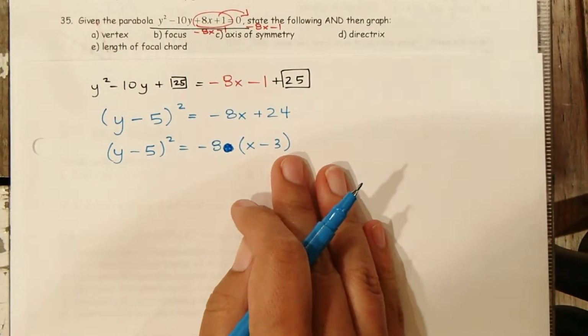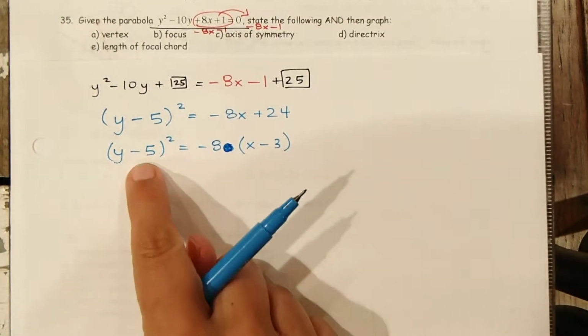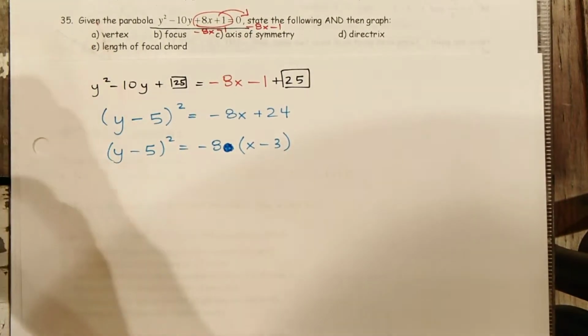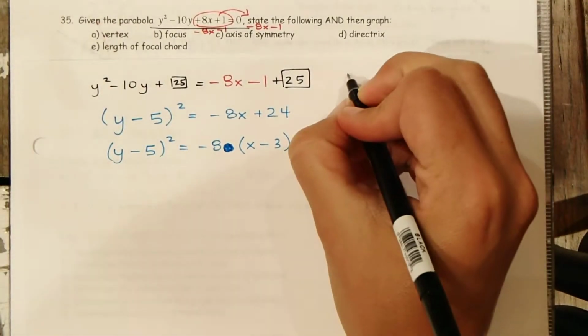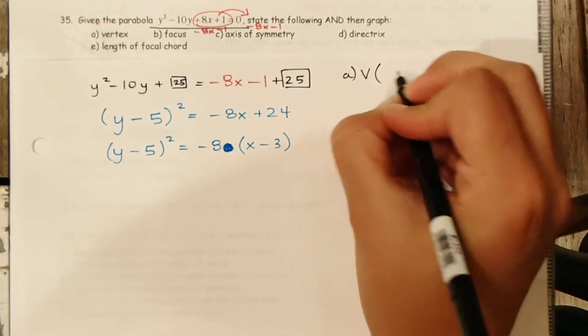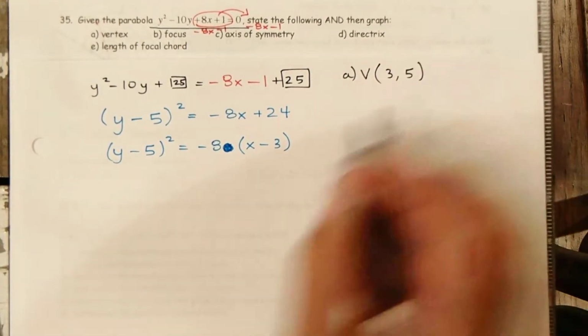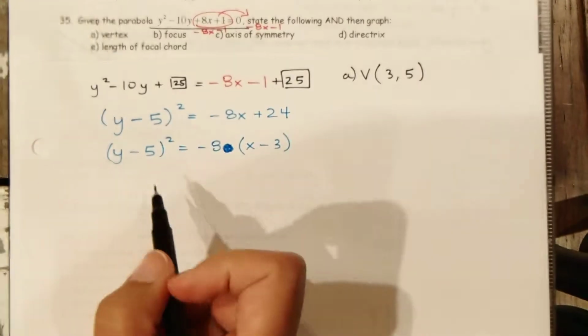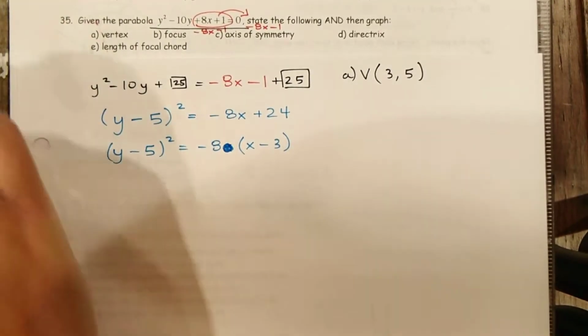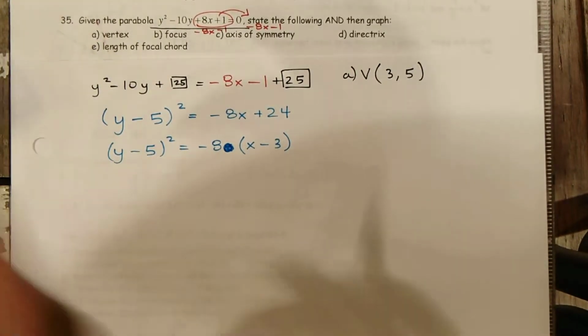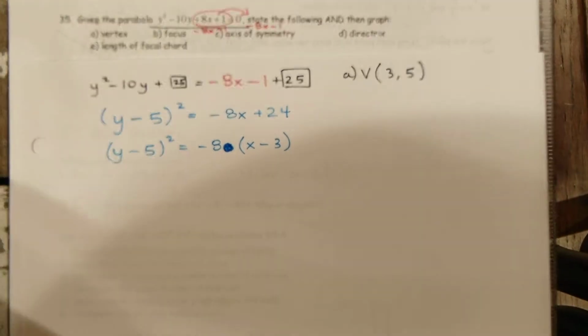So we can see that our vertex is at 3, 5. So we can go ahead and label that answer. So for part A, the vertex is at 3, 5. Now that we have it in vertex form. Okay, next, focus.